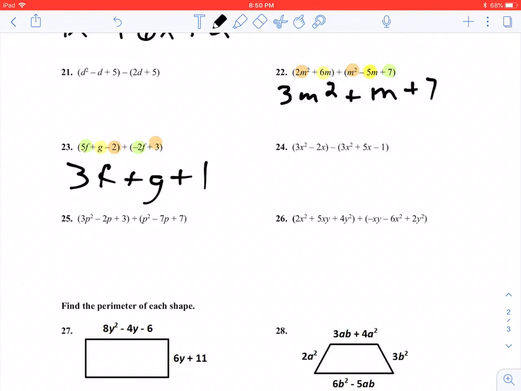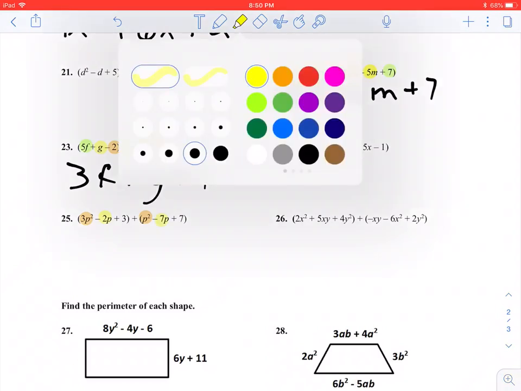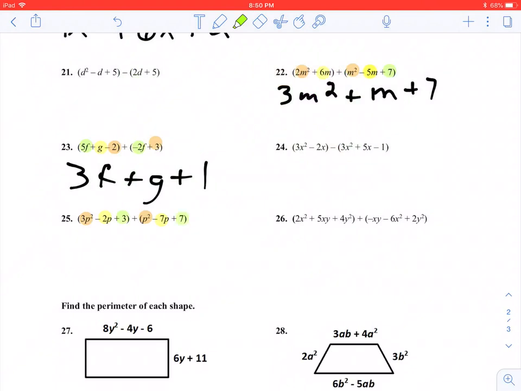Now, number 25, get the highlighter going here again. We have a 3p squared and we have a 1p squared. Then we have a negative 2p and a negative 7p. And then we have a positive 3 and a positive 7. So 3p squared plus 1p squared is 4p squared. And then negative 2p and negative 7p becomes negative 9p. And then we have a 3 and a 7, both positive, so that becomes plus 10.